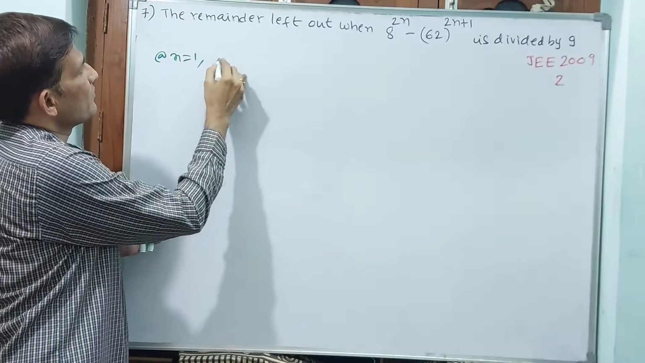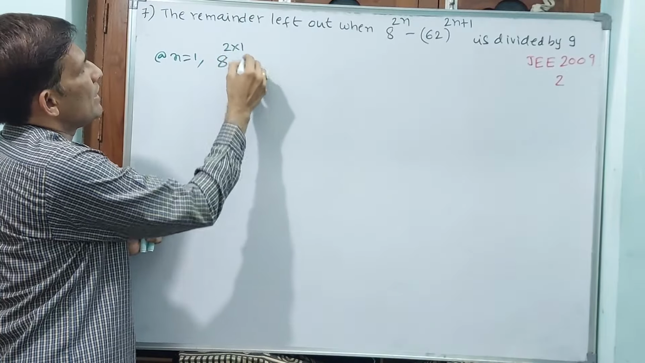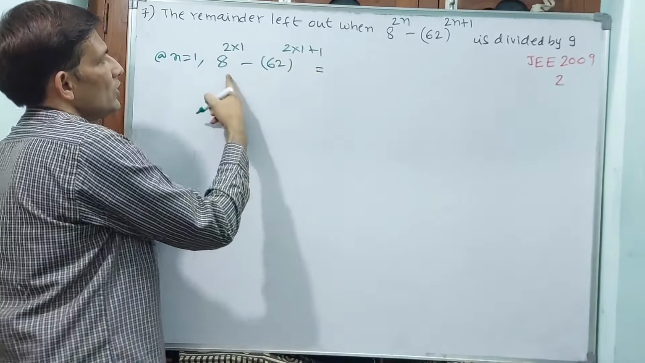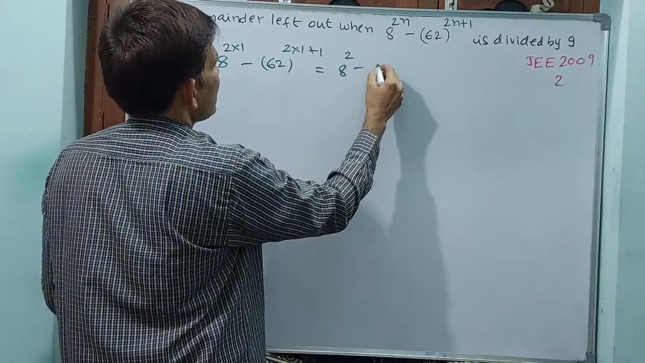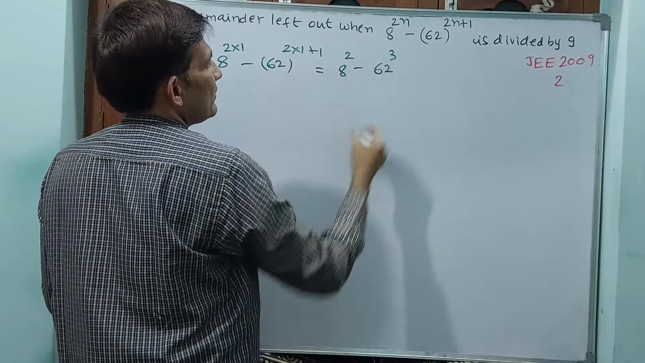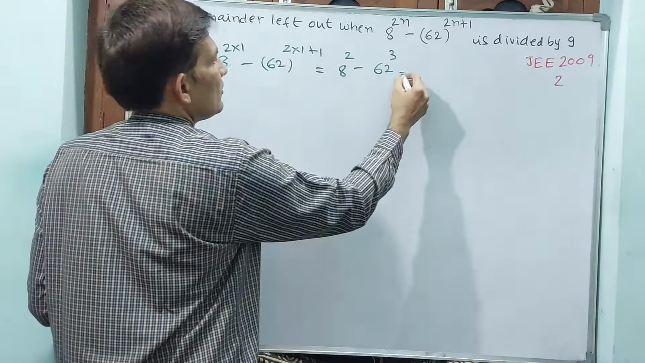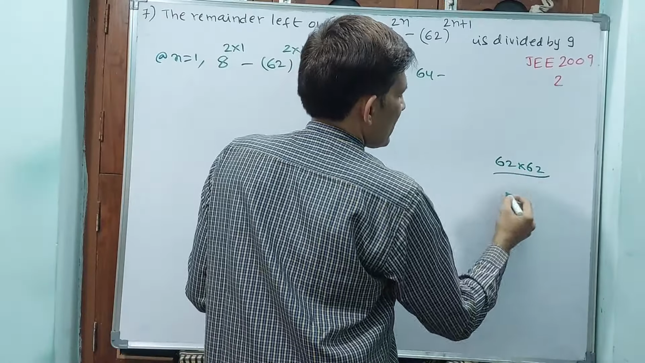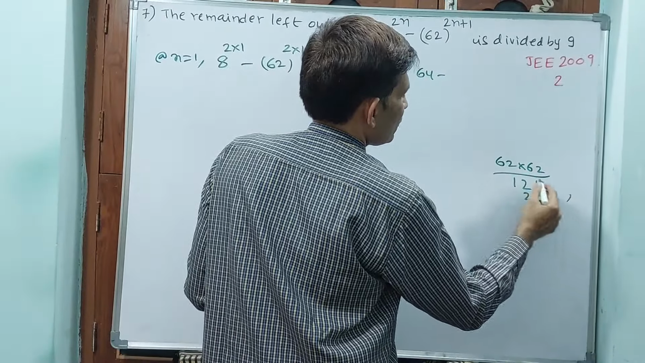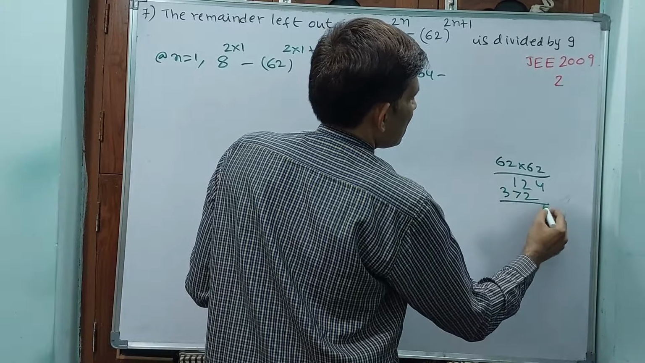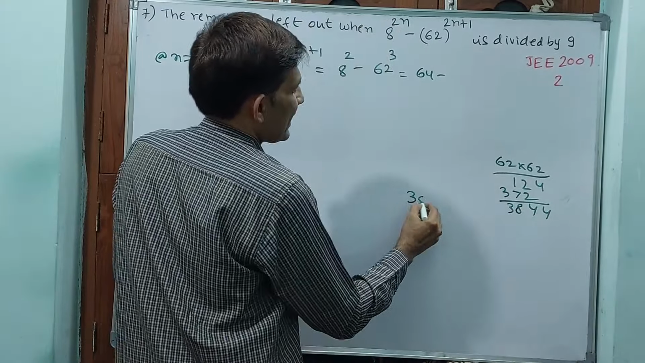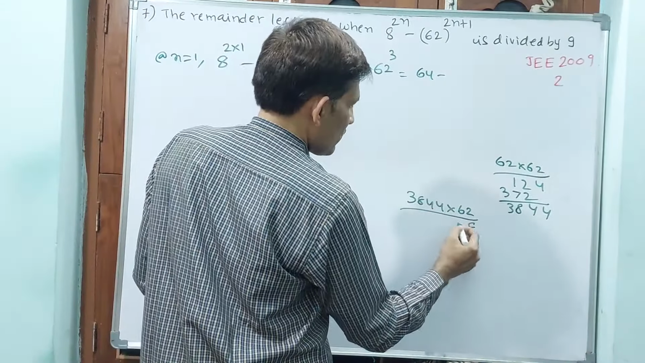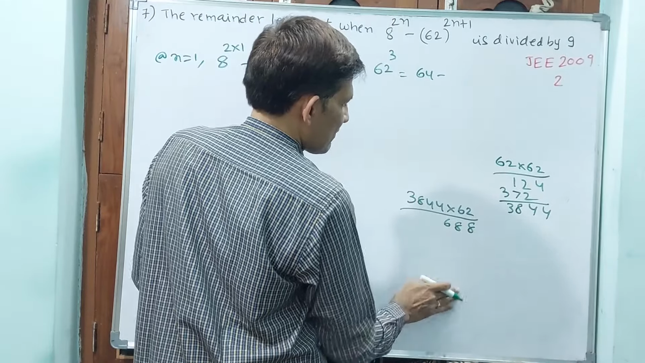At n equal to 1, 8 to the power of 2 into 1 minus 62 to the power of 2 into 1 plus 1. That is equal to 8 square minus 62 power 3. That is equal to 64 minus 62 cubed, so 62 three times you have to multiply. 2 2s are 4, 2 6s are 12, 6 2s are 12, 6 6s are 36 plus 1, 37. 4 4 8 3, so again I am writing 38, 44 into 62.